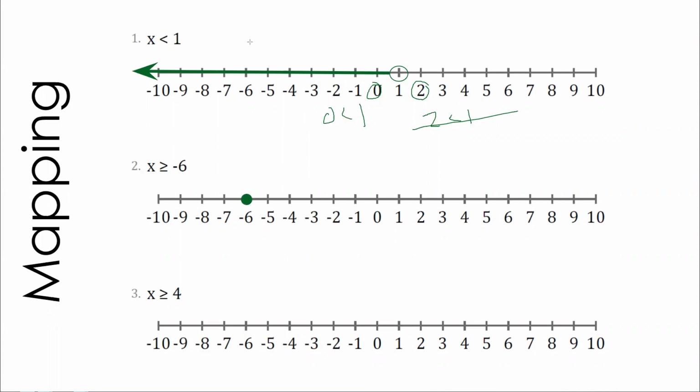Now I have to figure out which direction my line goes in. So I'm going to take a number to the left of that number that I just put and a number to the right. And I'm going to plug them into my inequality. So is -7 greater than or equal to -6? Or is -5 greater than or equal to -6?